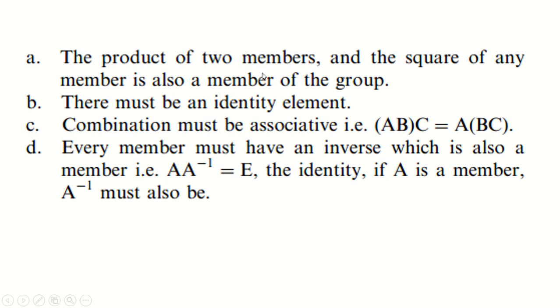Rule A: the product of two members, and the square of any member, is also a member of the group. It means that if we are multiplying two members from the symmetry operations and elements, the resultant would also be a member of the group. And B: there must be an identity element.